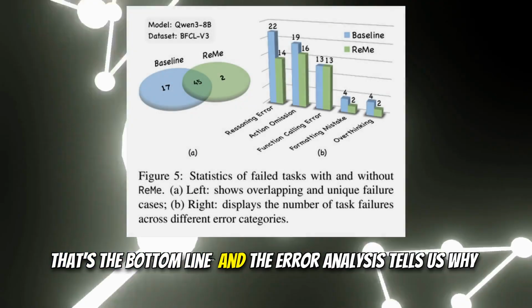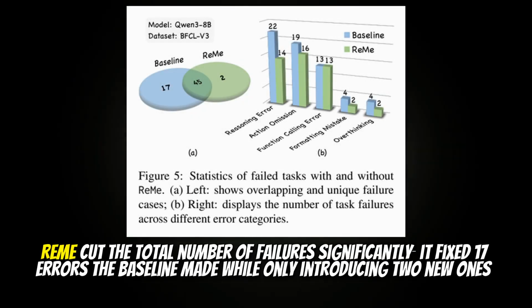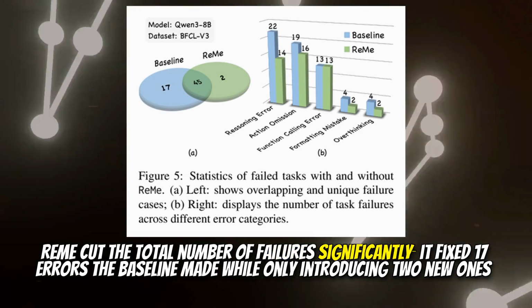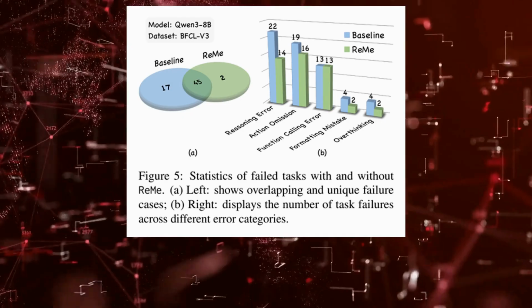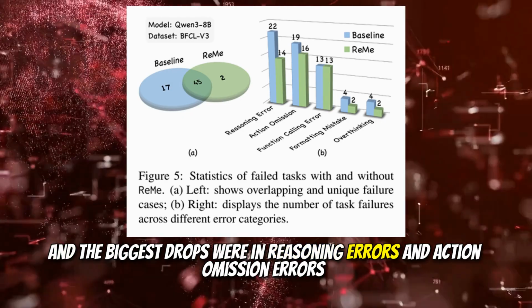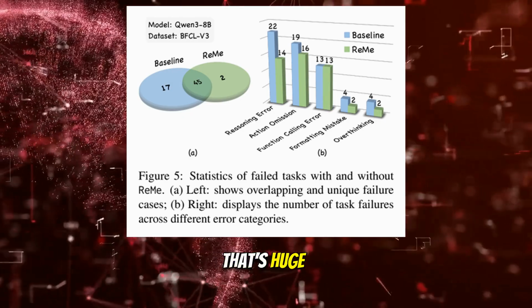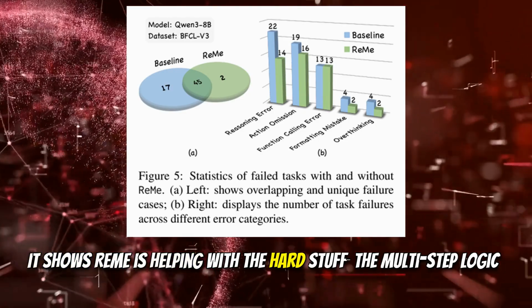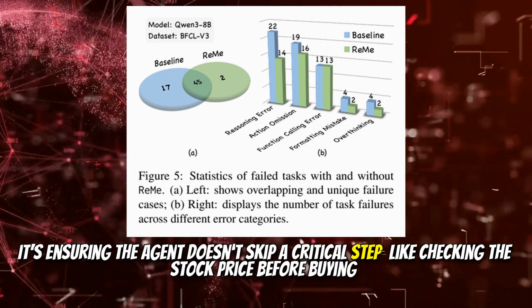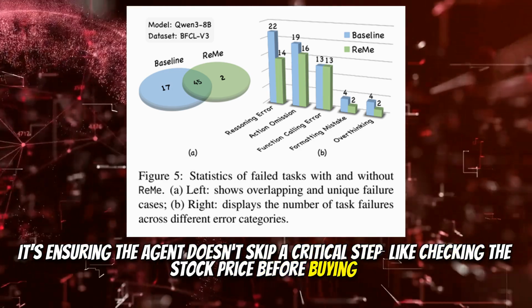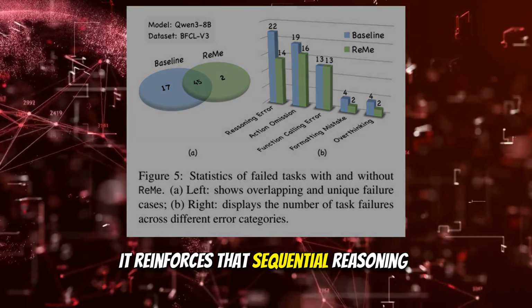That's the bottom line, and the error analysis tells us why. ReMe cut the total number of failures significantly. It fixed 17 errors the baseline made, while only introducing 2 new ones. And the biggest drops were in reasoning errors and action omission errors. That's huge. It shows ReMe is helping with the hard stuff, the multi-step logic. It's ensuring the agent doesn't skip a critical step, like checking the stock price before buying. It reinforces that sequential reasoning.